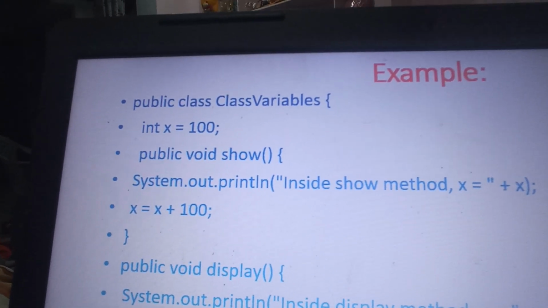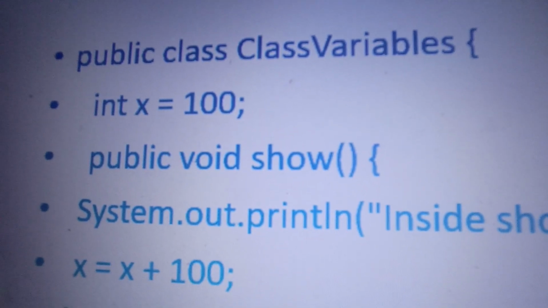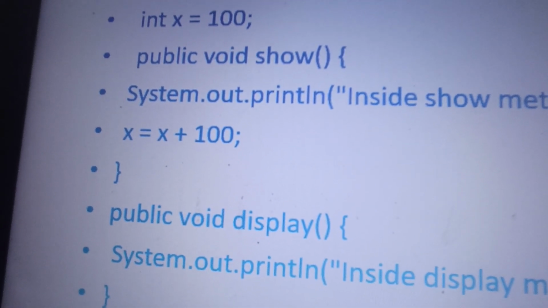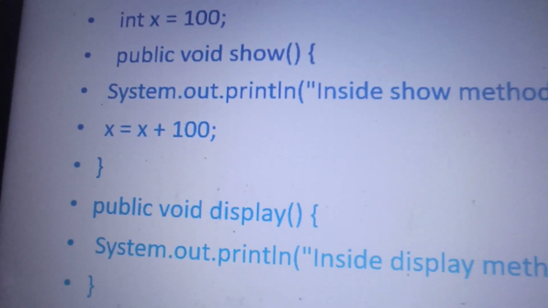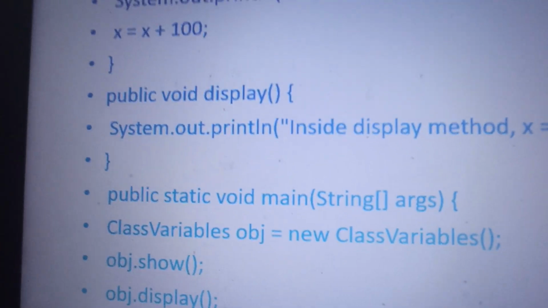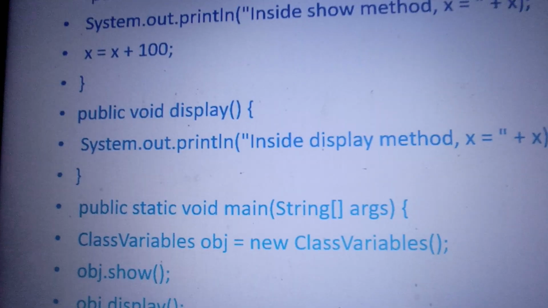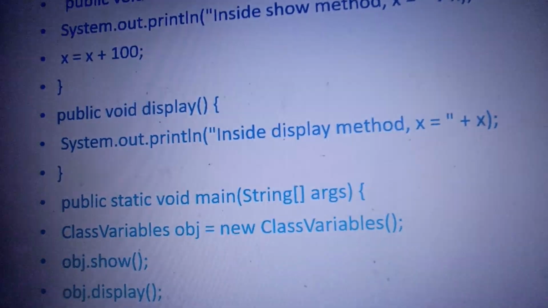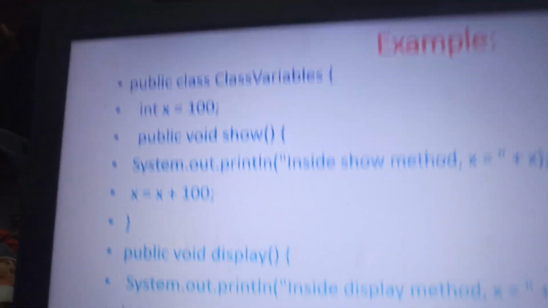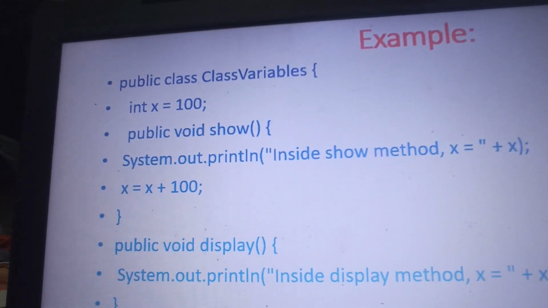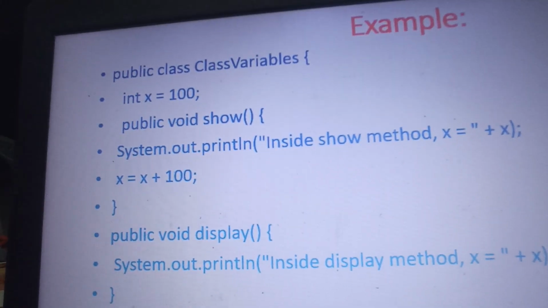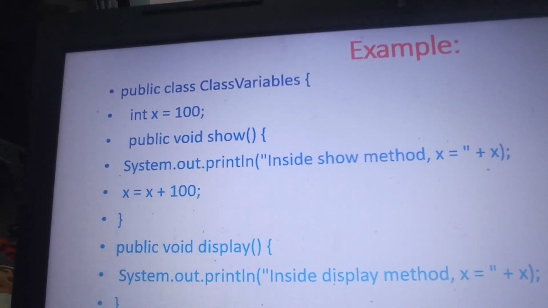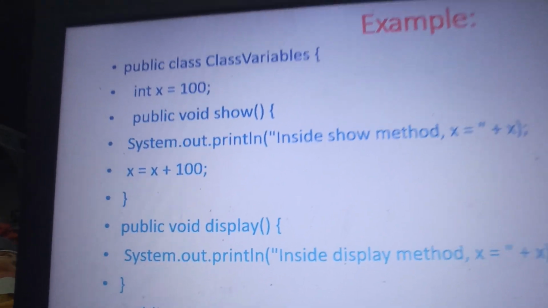Initially I am declaring the x value equal to 100. Later, in the show method, it is incremented: x equal to x plus 100. Now the x value is 200. That same value is reflected in the display method also. Here I am declaring inside the display method x equal to. So the instance variables create a copy for each object, and that copy is reflected in all methods. That is called an instance variable.